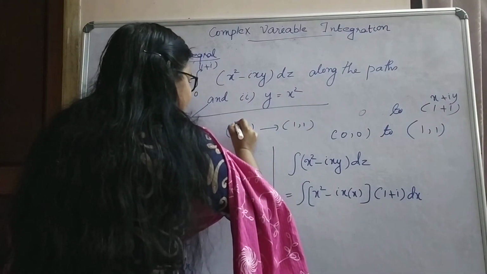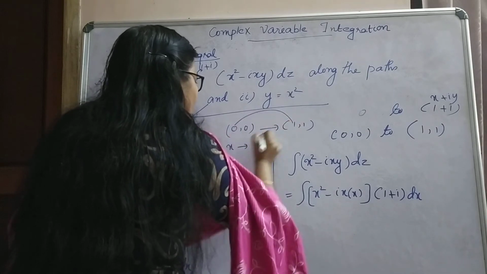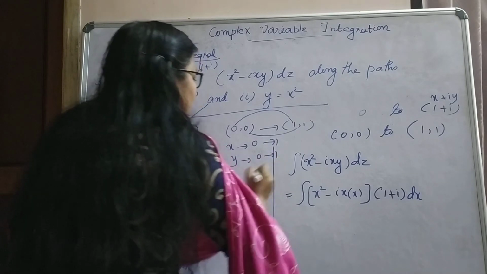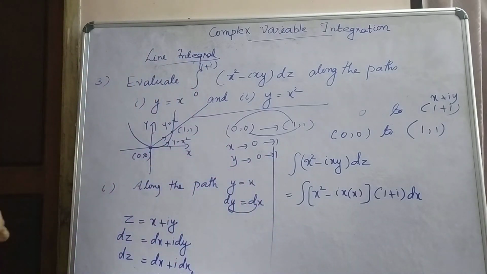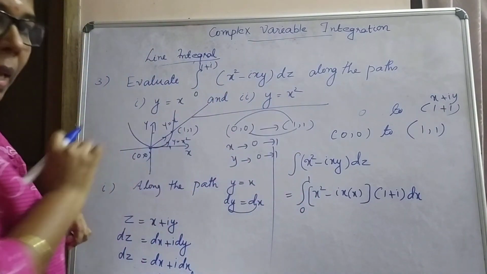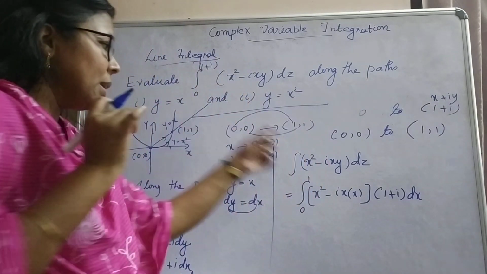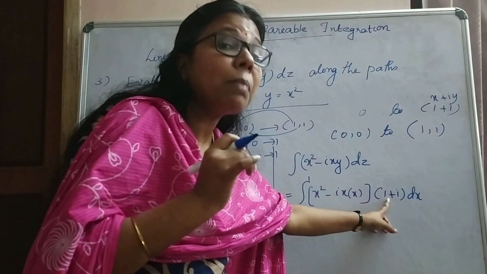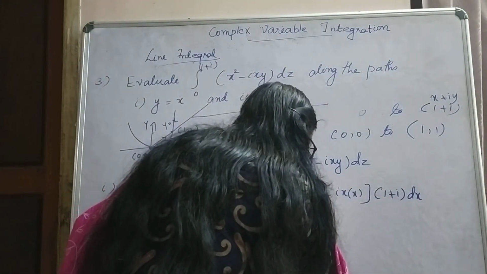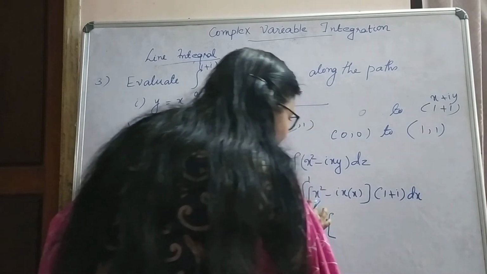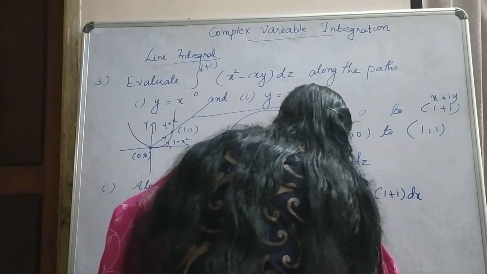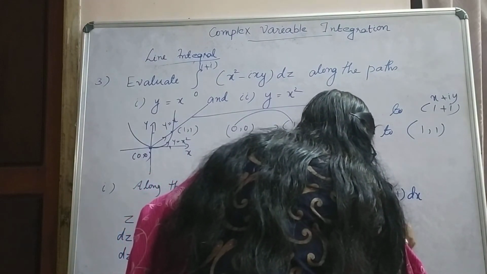That is, x varies from 0 to 1, and also y varies from 0 to 1. Here the limit is 0 to 1. By opening the bracket very carefully, here we can take outside this 1 plus i, since 1 plus i is a constant. Integral of x square is integral 0 to 1 of x square minus i x square dx.